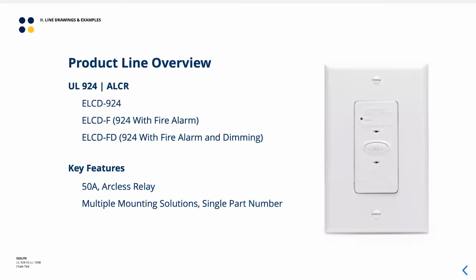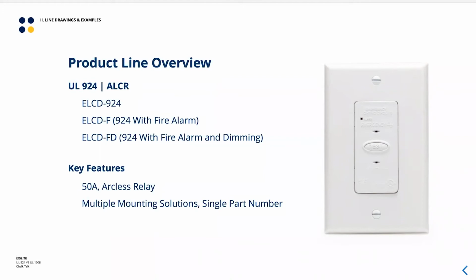Now, the good news is, from the Isolite perspective, we have products that do both of these things. We have our UL924 products, which are our ELCD 924, our ELCD-F, and our ELCD-FD. Those are all UL924 compliant devices. The options just give you fire alarm and dimming integration. The key of these devices is they're just built like tanks. They have a 50 amp relay, which is way oversized for the traditional loads that are going to go on it. And that relay is arcless, so the relay doesn't really have a failure mode. It's going to last forever. It's a million cycle relay solution.